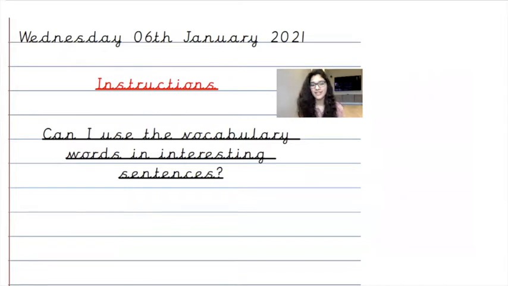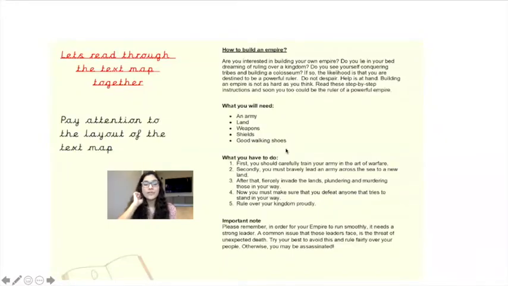Hello, Williams class. For today's English lesson, we are going to look at instructions. And our learning objective for today is, can I use the vocabulary words in interesting sentences? Now we're going to read through this text map together, and we're going to pay particular attention to the layout of the text map. So that means what the map looks like, how the text map has been structured.